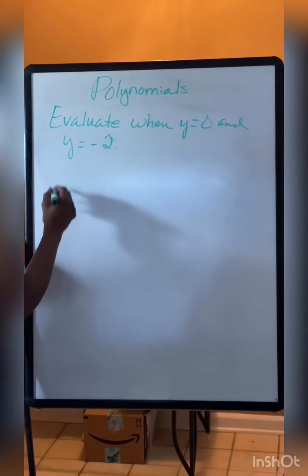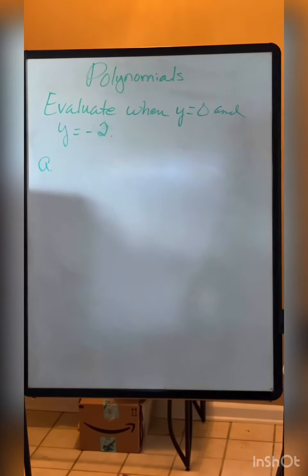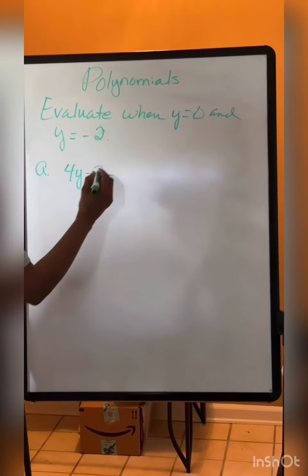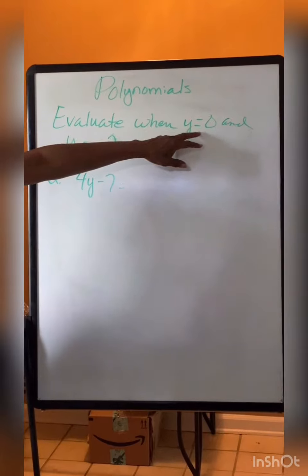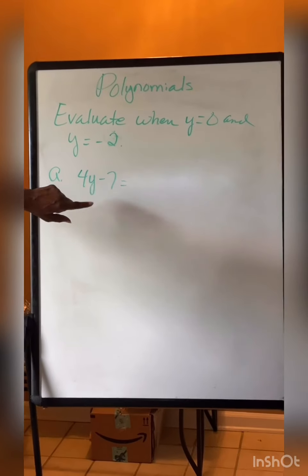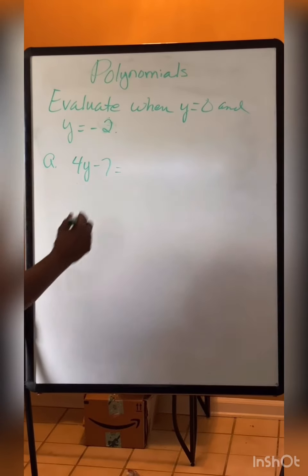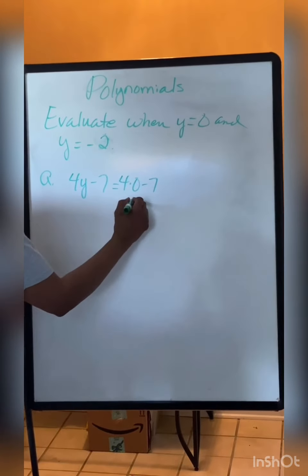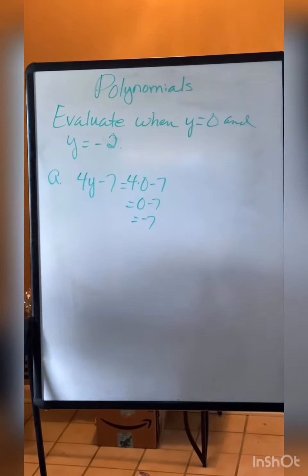So as we look at these examples, let's say example A. If I had 4y minus 7, well, the first thing I need to do is evaluate this where y is equal to 0. So where I see y, I'm going to put a 0. 4y means to multiply. So that would be 4 times 0 minus 7. 4 times 0 is 0. And 0 minus 7 gives you a negative 7.